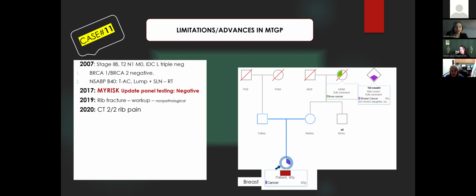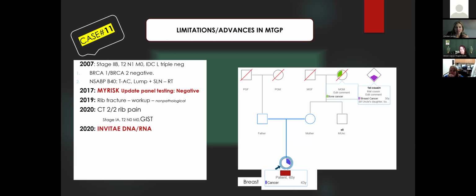A year later, I'm seeing her back, because she's following dearly. She's many years out from her diagnosis. And she's still having pain in that rib area. So I'm like, I don't know, we'll go ahead and do a CT scan. Let's just make sure. And actually what it saw was a tumor that was later worked up and found to be a GIST. So now I'm scratching my head like, okay, what's going on?